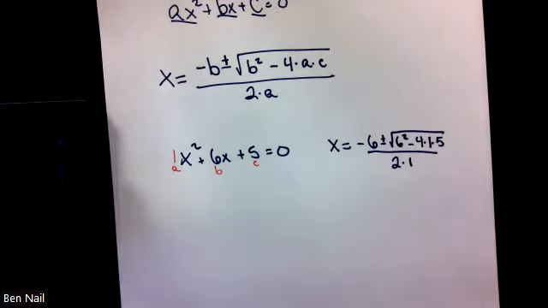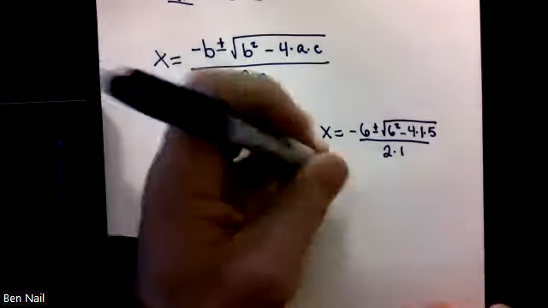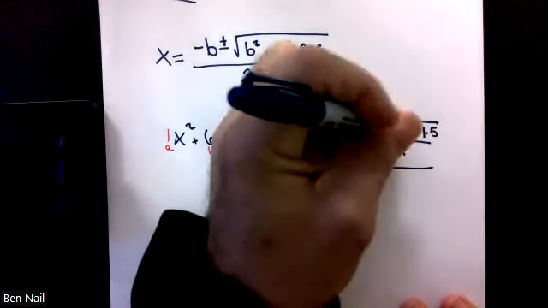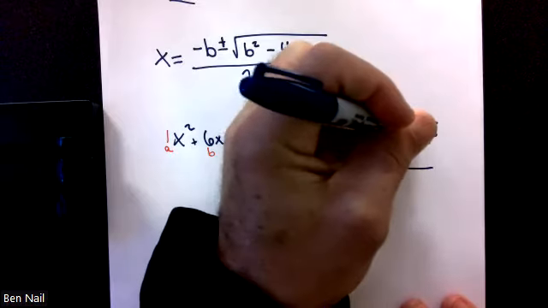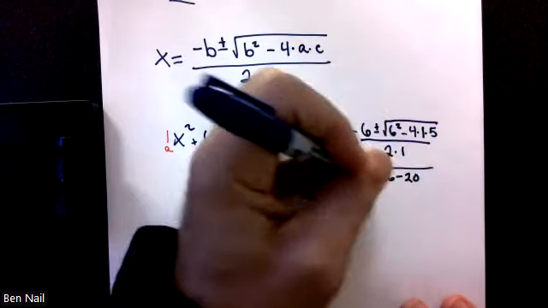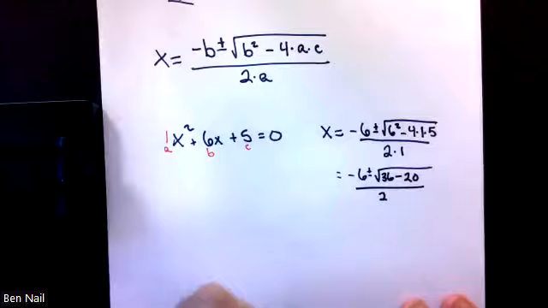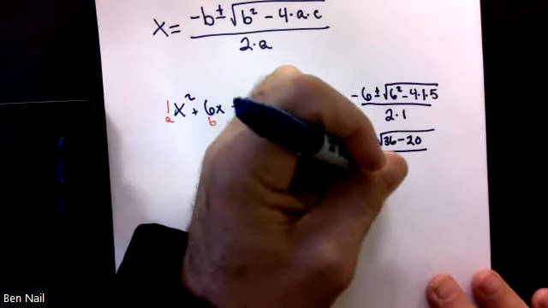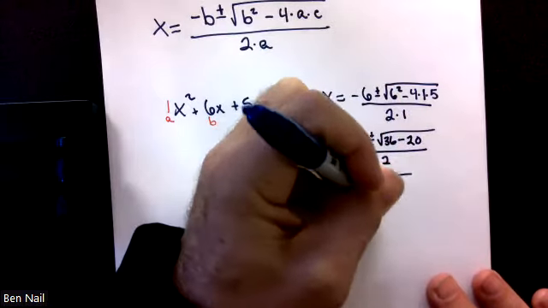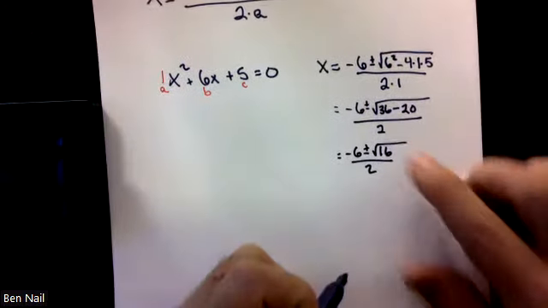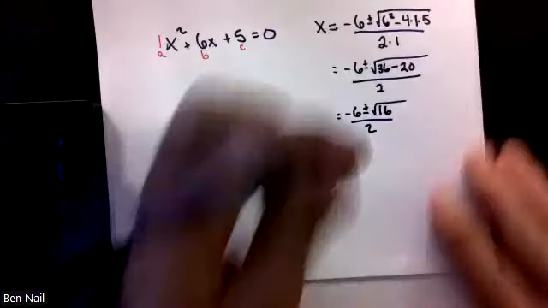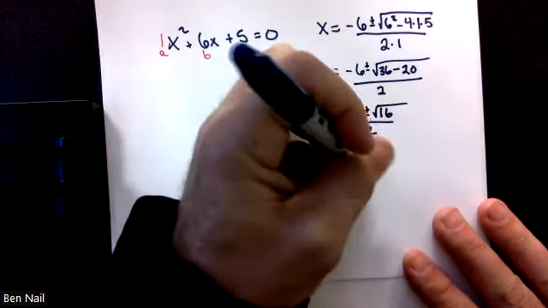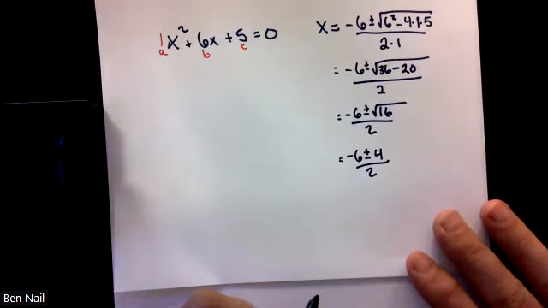Now, if you don't trust your calculator and you want to just walk through it, I'll walk you through it, but your calculator will totally do that for you. Okay, in any case, 6 squared is 36. 4 times 1 times 5 is 20. 2 times 1 is 2. 36 minus 20 is 16. And the square root of 16 is 4. So we get negative 6 plus or minus 4 all over 2.